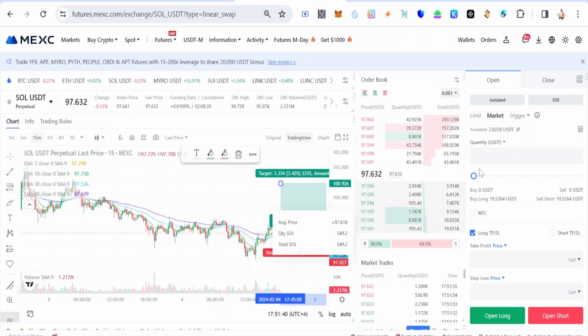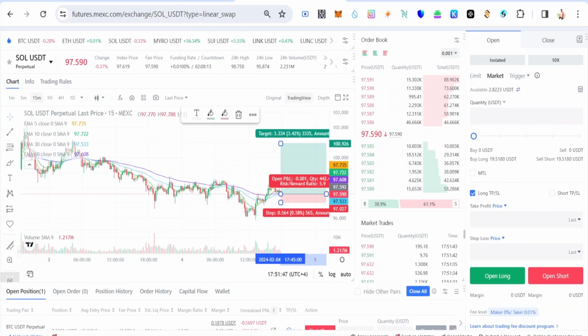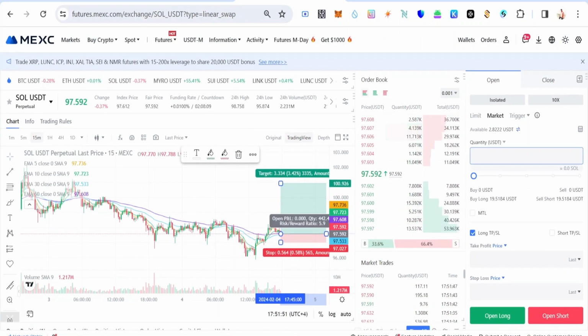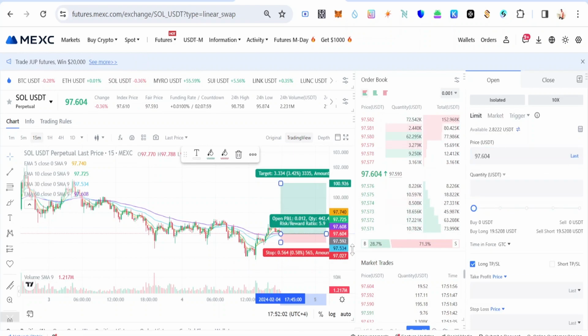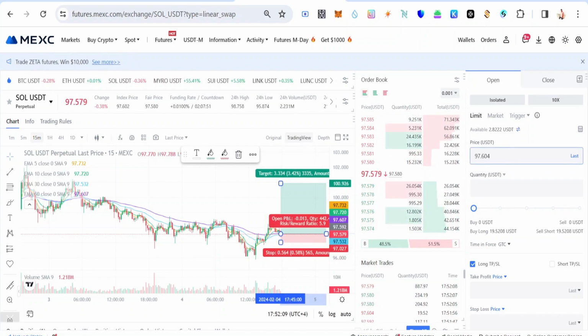Now once you do that, you can either place a market order and put in the amount of USDT as to how much you want to put in. Let's say you want to trade for 1000 USDT, then this would be equivalent to 10.2 SOL. Or you can place a limit order, like if you want to open the position at this level, 97.366, then you can place 97.366 over here and just put in the amount of USDT.